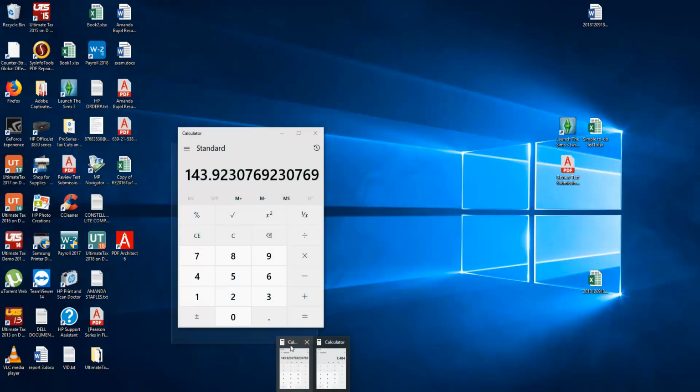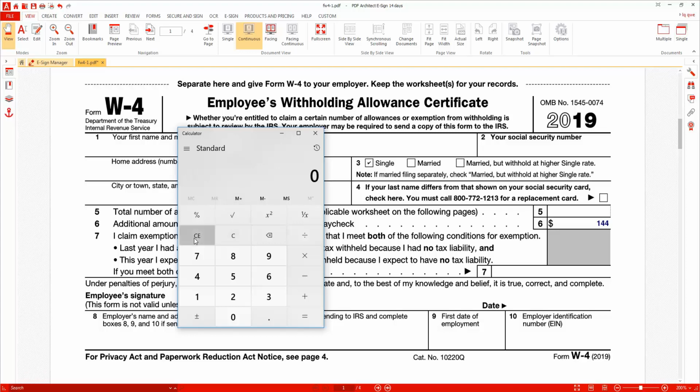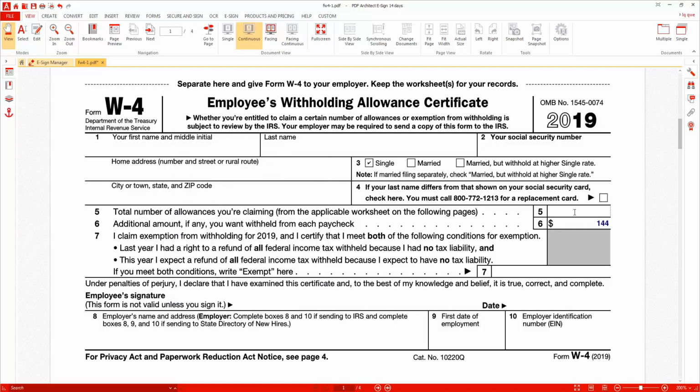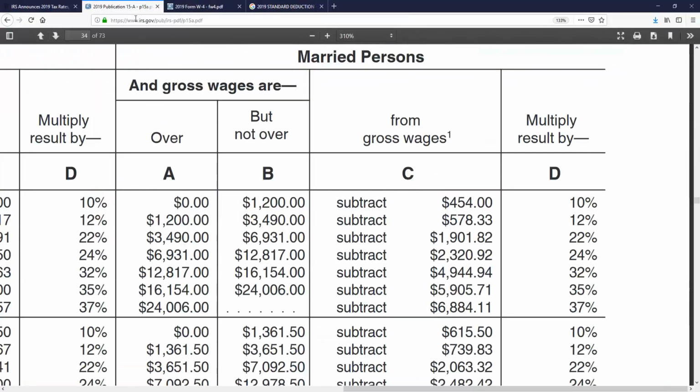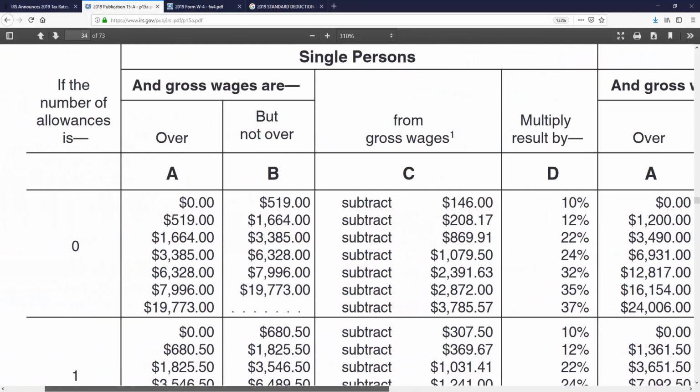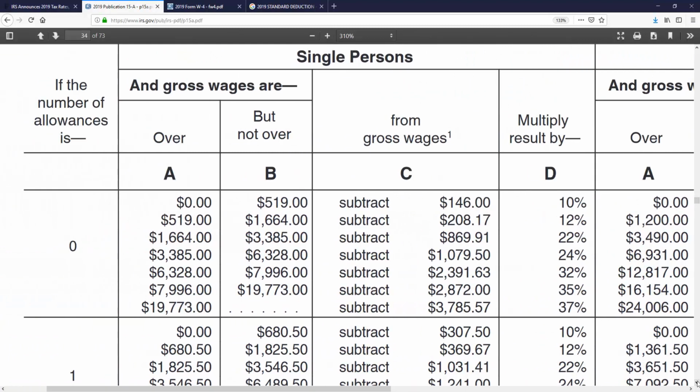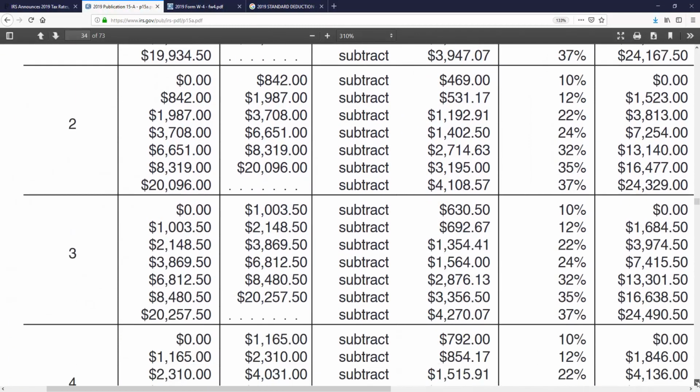You simply take your annual salary, okay? Let's say for the husband it's $40,000, and you divide it by 4,000. Okay, you get 10. All right. Now, what is that going to do? Let me show you. When we come back to our withholding, for a single person with withholdings of 10, I'm going to scroll all the way down here.